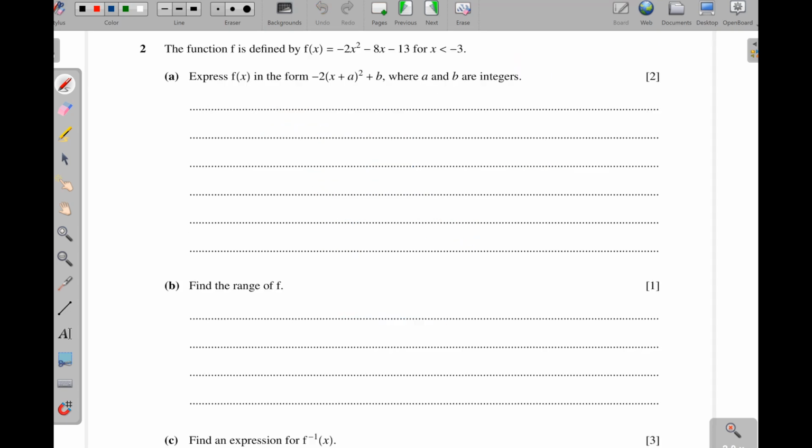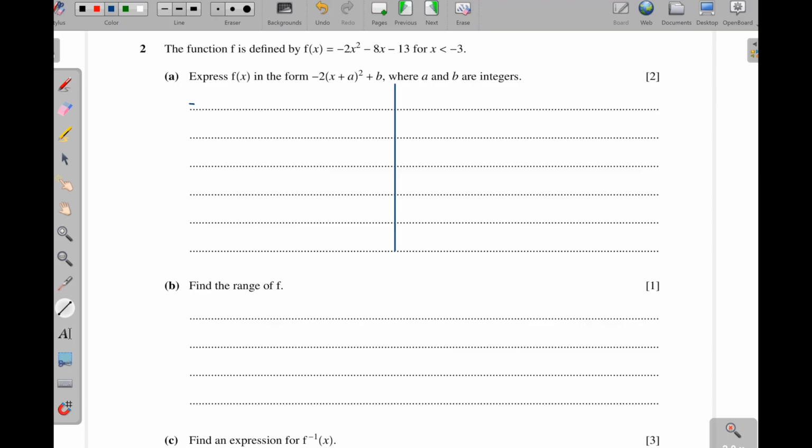So that is that. Question 2, the function f is defined by this one here for x less than negative 3. Express f of x in the form of this one here where a and b are integers. Of course, this is completing squares, but we can do it in two ways. As I have always shown, you can choose the one that is easier for you.